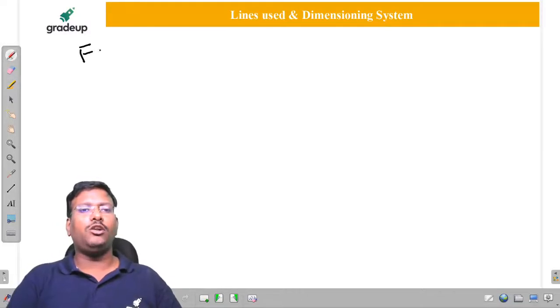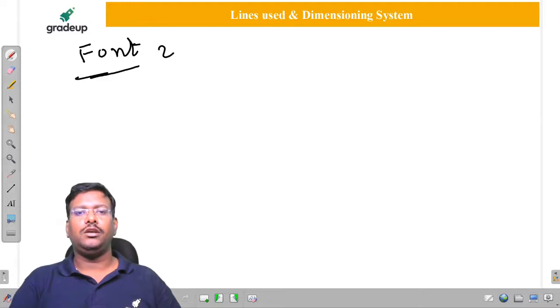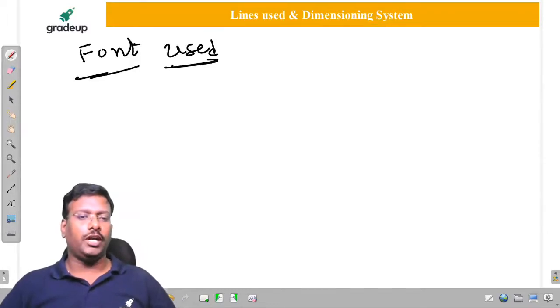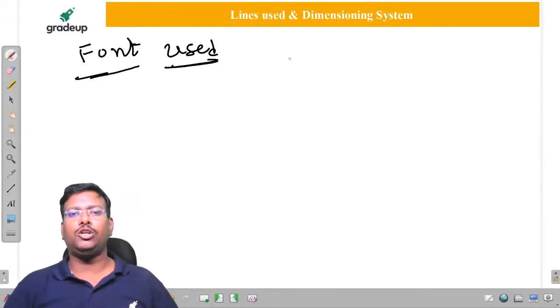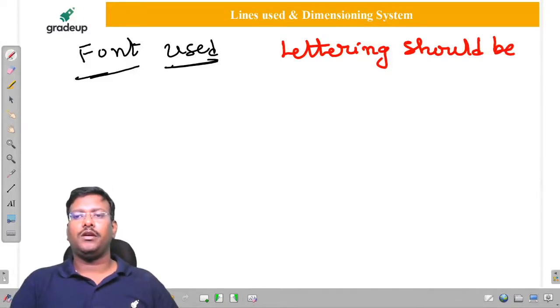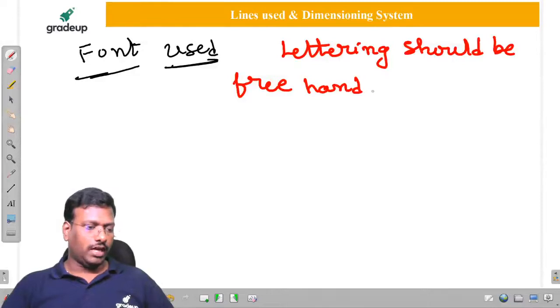What is the font to be used? Font used in drawing, anybody have the idea? Normally in drawings, whatever we are using, lettering should be freehand, single stroke.